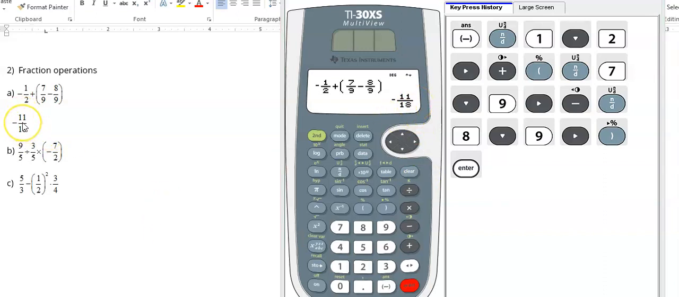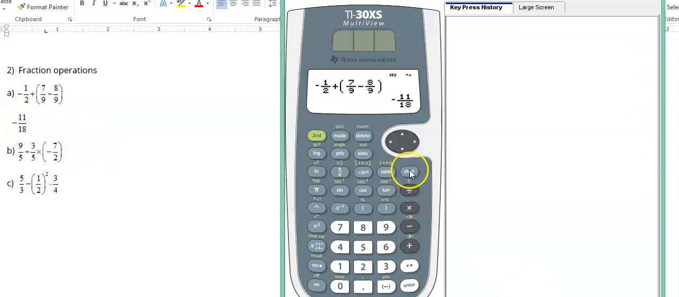And I've updated our answer right here. Let's look at the next one. I'll clear this out. So this one is actually important that you use the fraction button. Okay, so we know that the fraction 9/5 is equivalent to 9 divided by 5.